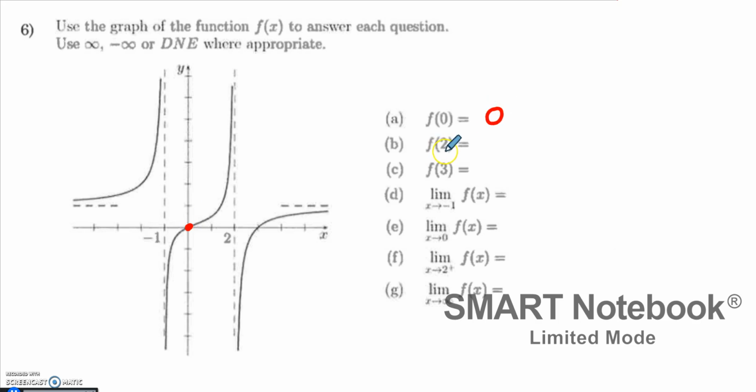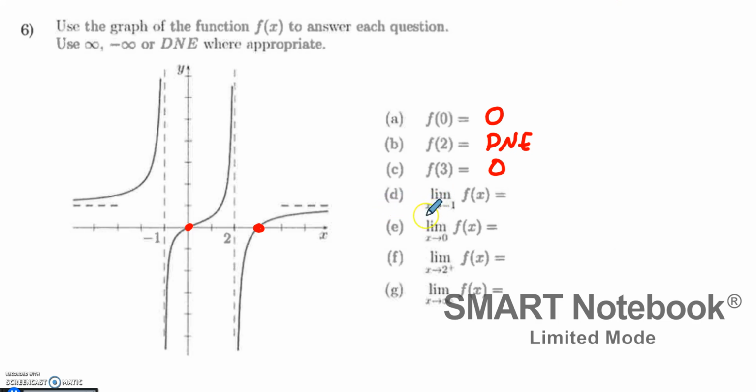What is the y value that actually exists at 2? Well, 2 is a vertical asymptote, so there are no actual y values that exist. So this one will be DNE. f of 3 will be at the x value of 3. Even though there's not a point there, it crosses the x-axis again. So this answer would also be 0.